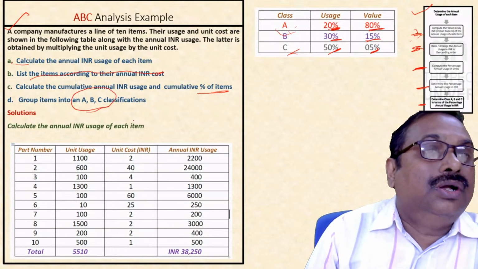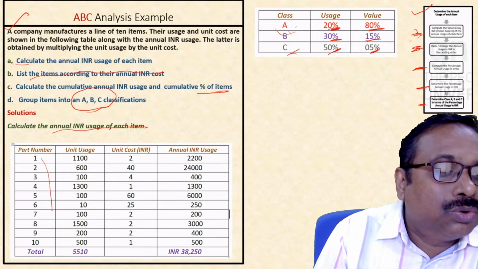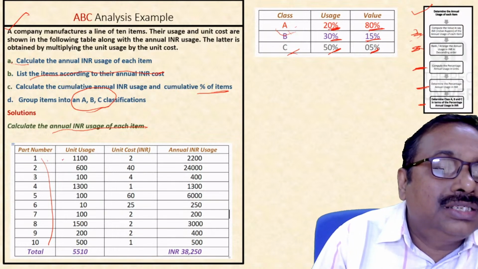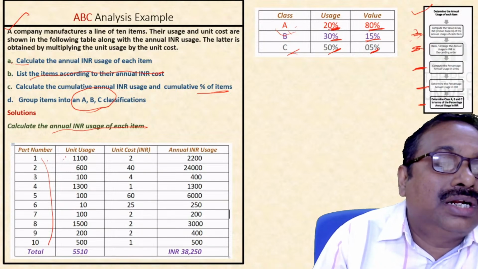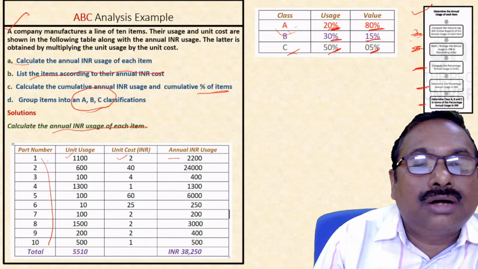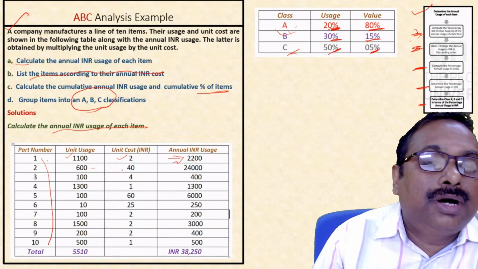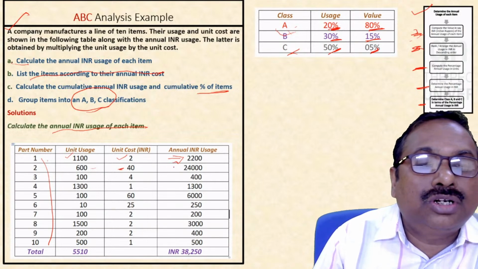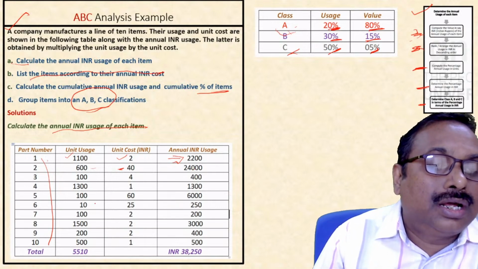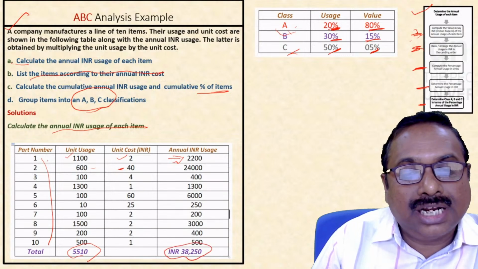So let us see. First, we'll calculate the annual INR usage of each item. These are part numbers 1 to 10. For part number 1, the unit usage in a year is 1,100 and the unit cost is 2. So annual rupees usage is 1,100 into 2, which comes to 2,200. For part number 2, 600 unit usage at 40 rupees per unit, so 600 into 40 is 24,000. Likewise we have calculated the annual rupees usage. The total units is 5,510 and the total is 38,250 Indian rupees.